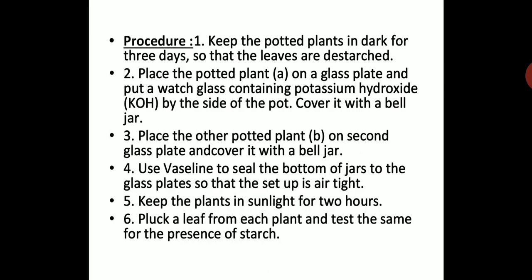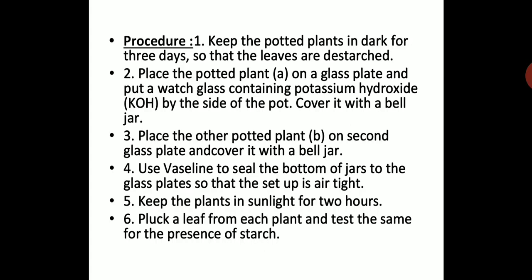Procedure: keep the potted plants in the dark for 3 days so that the leaves are destarched. That means you remove the starch, because you are keeping them in a dark room, so the plant will not be able to prepare its own food by photosynthesis. So keep the potted plants in the dark for 3 days. This is the way you will destarch the leaf.